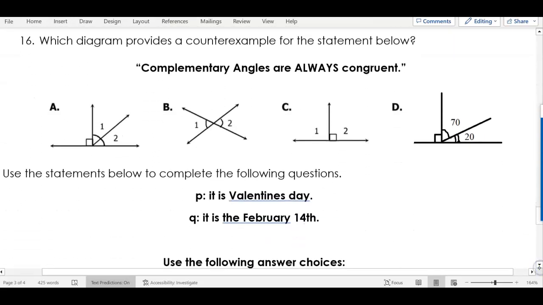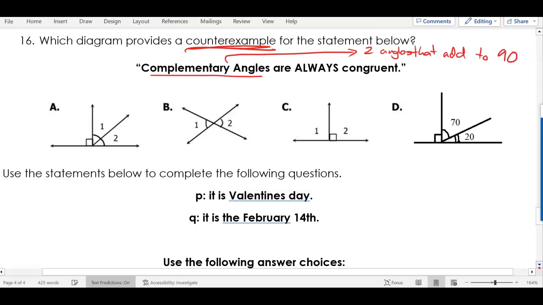All right, now we have to really remember what a counterexample is from the last couple of days. A counterexample is an example that proves something false, okay? Now, this says complementary angles are always congruent. So remember, complementary angles are two angles that add to how many degrees? 90 degrees. Okay. So this is saying if two angles add up to 90, they always have to be congruent.